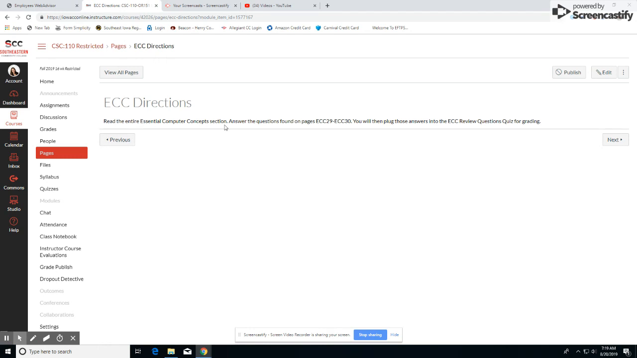You're going to read the entire red unit that is found in your book on these pages. And then you will plug those answers into the ECC review questions quiz for grading. There are some questions found at the back of this red unit. So if you flip your book back to ECC 29 and ECC 30, there are some questions that you're actually going to be able to answer in your book. So you can look up every single one of them. And then you're going to plug in those answers into a quiz type format, so it'll automatically grade it for me. Okay, so we're going to go back again to our modules.